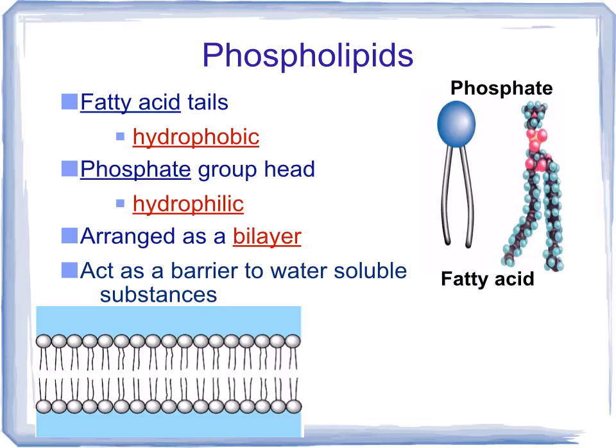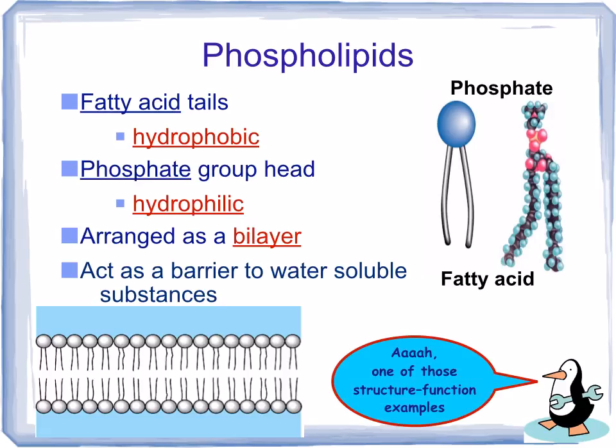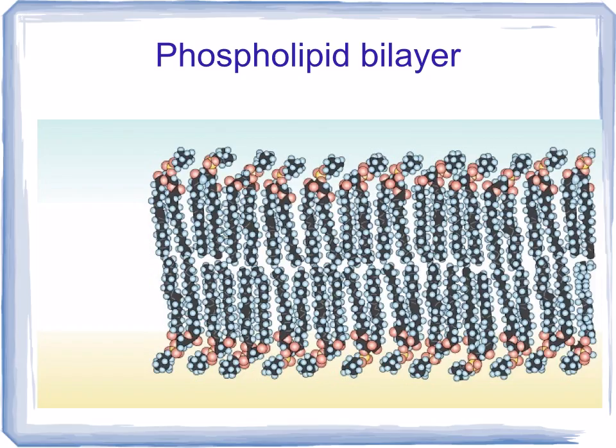For example, in the bilayer, you can see one phospholipid at the top, another phospholipid at the bottom, with the tails facing each other. So this is an example of a structure-function example. Why is it arranged like that? Here is just another example of how the phospholipid bilayer is formed.